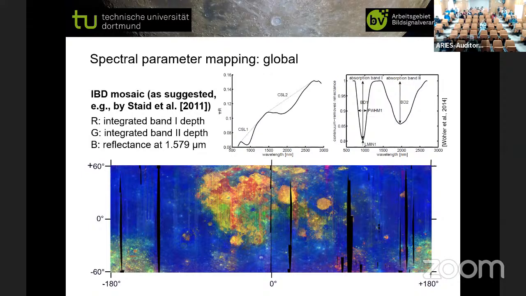If we compute these parameters for every pixel of a hyperspectral image mosaic, as has been acquired, for example, by the Moon Mineralogy Mapper instrument on board the Indian mission to the moon, the first Indian mission to the moon, Chandrayaan-1, we can encode it as a simple RGB mosaic, where the red channel corresponds to the integrated band depth of the first, the left absorption band, the green channel to the integrated band depth of band 2, and the blue channel is simply the reflectance between the two absorption bands.